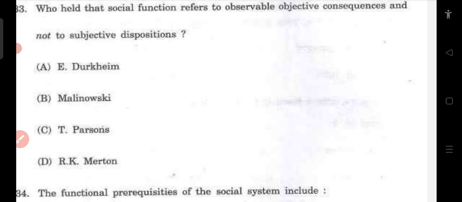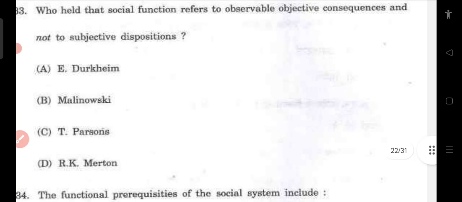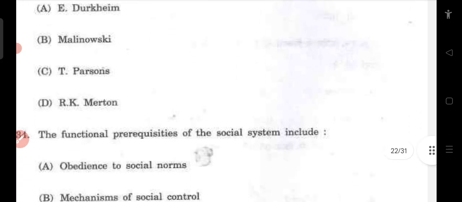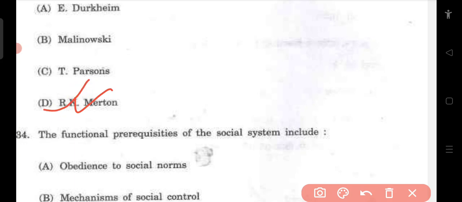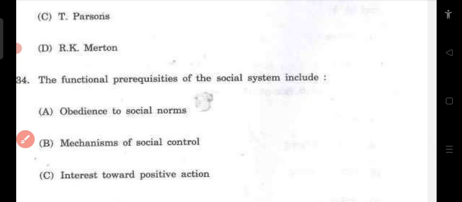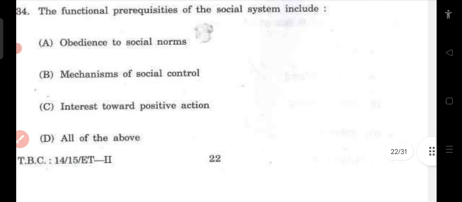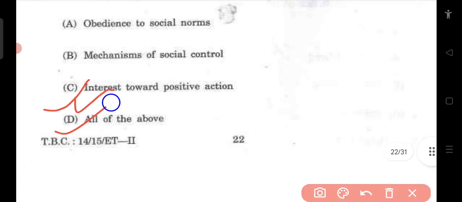Emile Durkheim, Malinowski, Talcott Parsons, Archimedes refer to observable objective consequence and not to subjective disposition. So, as far as I remember, the answer will be Archimedes. Question number 34 is asking, the functional prerequisites of the social system include obedience to social norm, mechanism of social control, interest toward positive action, and all of the above. The answer should be all of the above.